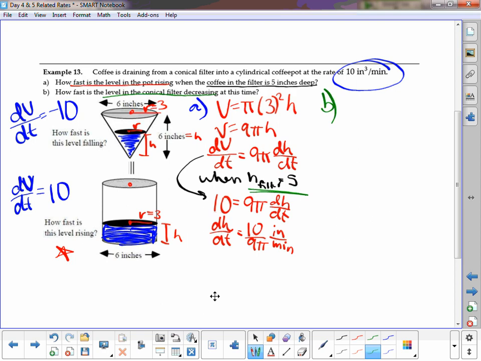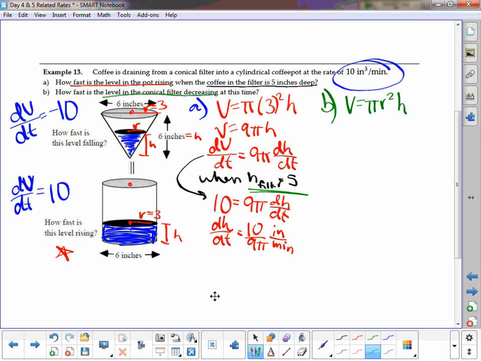All right, so in my filter here, again, I have volume is pi r squared times my height. Now my volume we know is changing. Is my radius of this coffee changing? Yeah, because the coffee is decreasing, so my radius here is changing, so we have to keep that variable r. Is my height of that coffee changing? Yeah, so we have to keep that variable h. Thus, we run back into the problem of, if I were to do it right now as is, I would have to deal with dr/dt and dh/dt, and I don't know dr/dt. So let's talk about what else we can do with this.